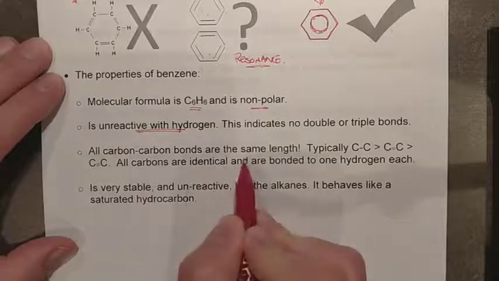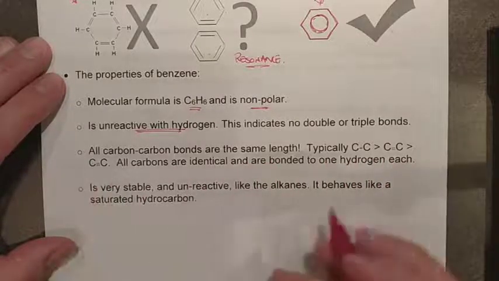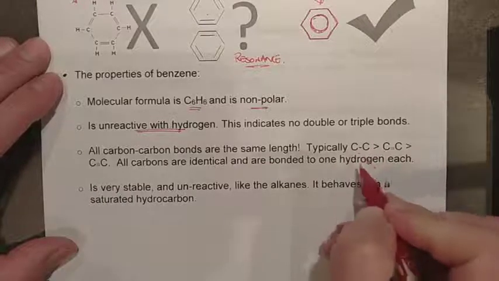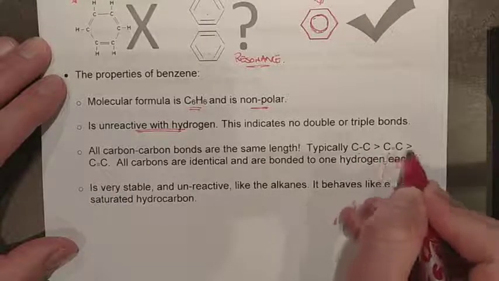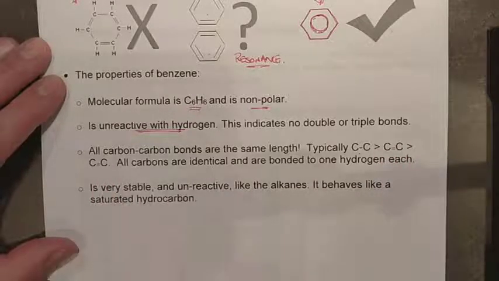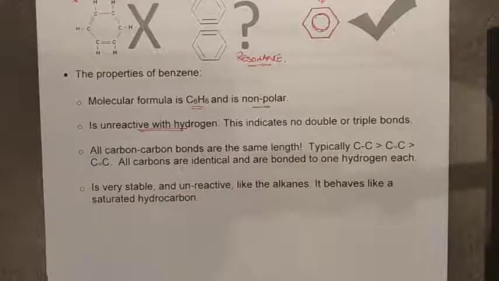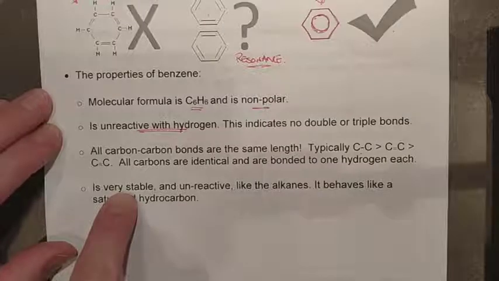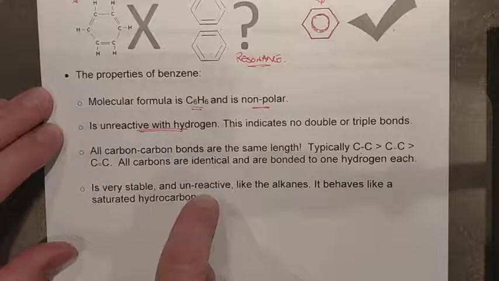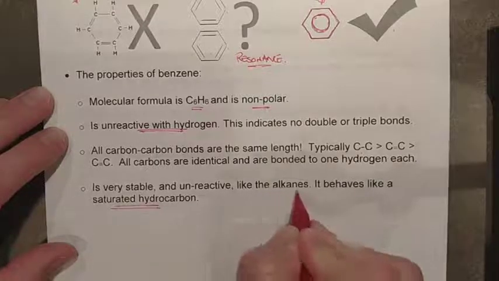All of the carbon-carbon bonds in this are the same length. And something that we might remember from a previous course is that the bond length of two single-bonded carbons would be greater than two double-bonded carbons. They'd be pulled tighter together, and greater still than a triple-bonded carbon. So all the carbons are identical and bonded to only one hydrogen each. So we see all these violations for how we've been treating carbon so far. However, this guy is incredibly stable. It is unreactive, and like the alkanes, it behaves as if it is saturated.